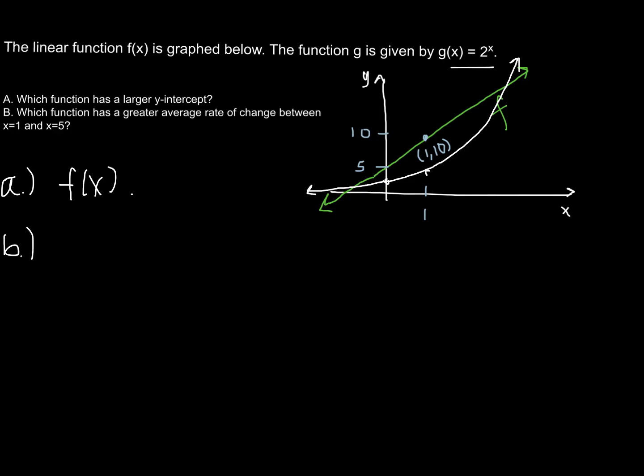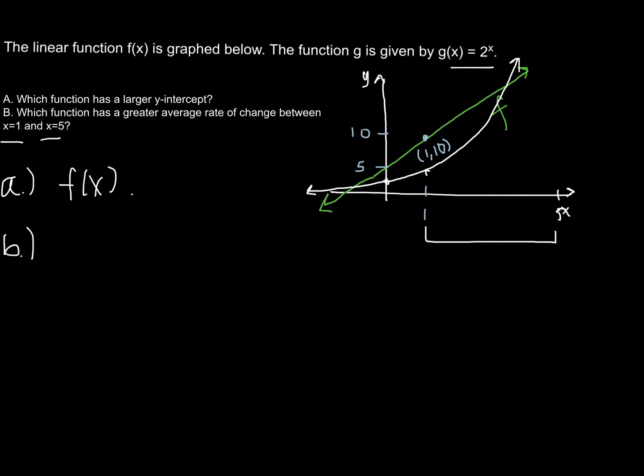For B, which function has a greater average rate of change between 1 and 5? So between the x values of 1 and 5. Let's just say 5 is over here somewhere. Well, how can I tell which function is changing more? Which one has a faster rate of change? The average rate of change, just like the slope, it's the steepness, right? How much is something changing? Well, the steeper it is, the more it's going to be changing, right? So which of these functions is steeper? It's pretty obvious that g of x is much steeper than f of x is.